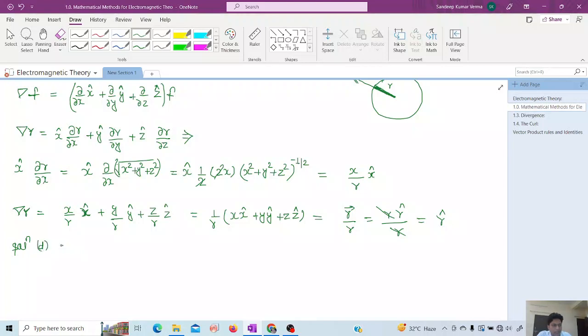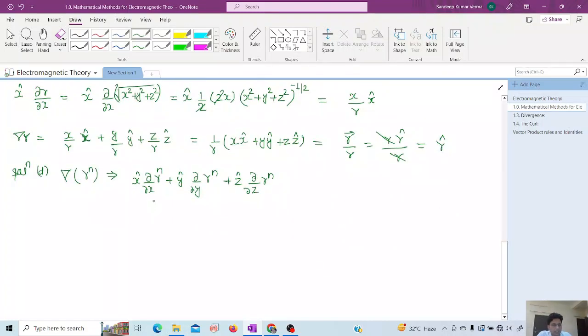Solution for D, we have to find the gradient of r to the power n. Similarly, we know that the gradient is x cap del by del x into r to the power n plus y cap del by del y into r to the power n plus z cap del by del z into r to the power n. So we can solve only one, and similarly for the others we can write.